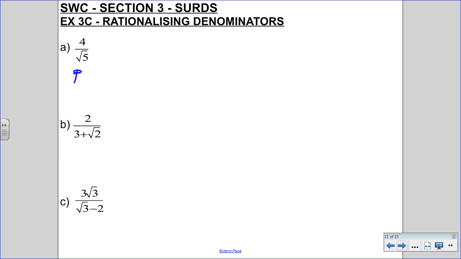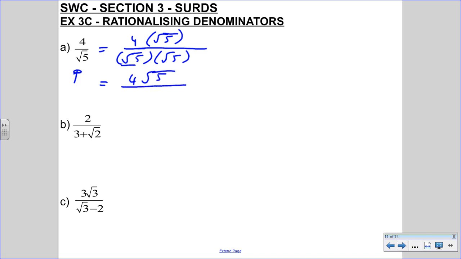So we need to make that denominator not root 5 anymore. And the way to do that, as I just said, is to times it by itself. But linking with our fractions work, if we times the bottom by root 5, we need to times the top by root 5. Otherwise we have changed our original number, okay? So on the top, we've got 4 root 5 now, and root 5 times root 5 is 5. So there we go, rationalized it.